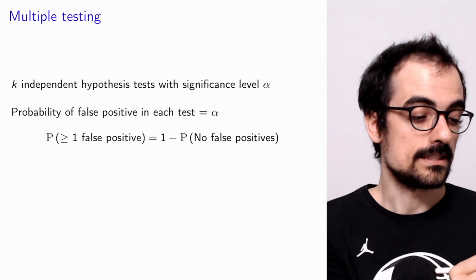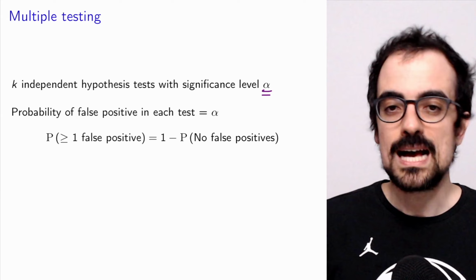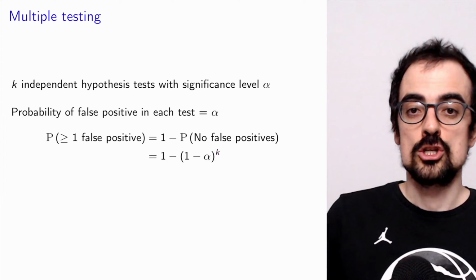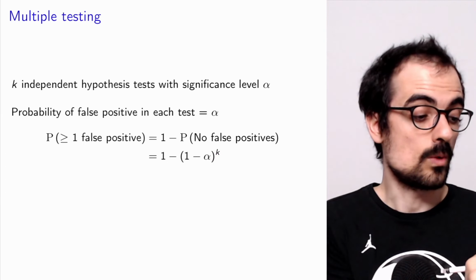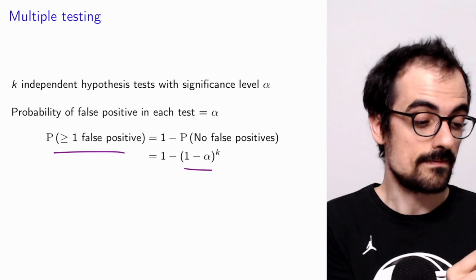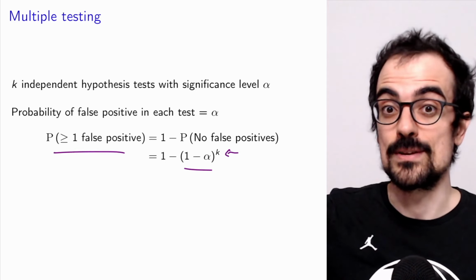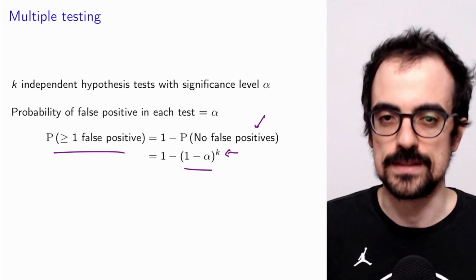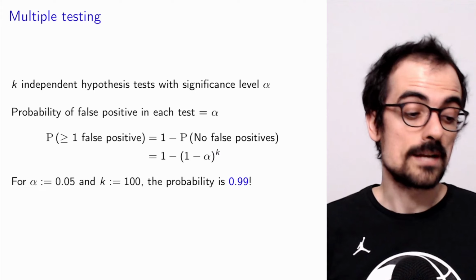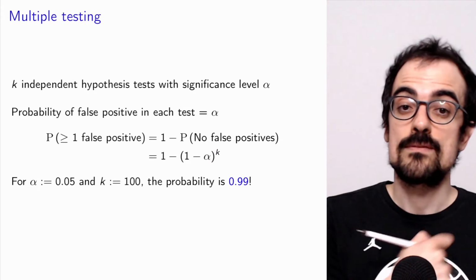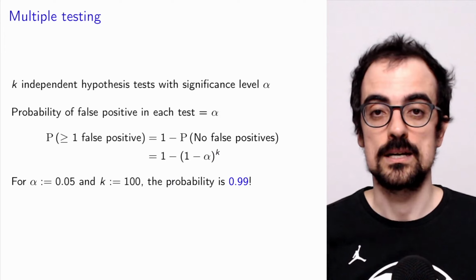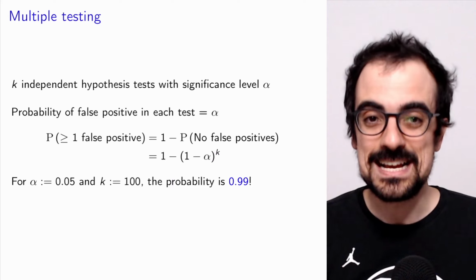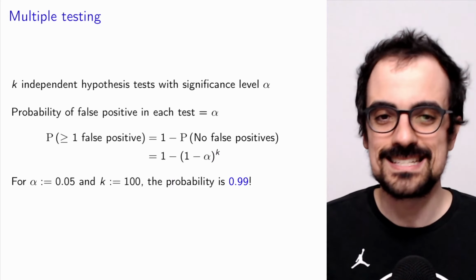If we have established the significance level of each of the tests to be alpha, then the probability of no false positives is 1 minus alpha. So the probability of at least one false positive is going to be 1 minus (1 minus alpha) to the power k, because we have k tests and they're independent. So we have to multiply the probabilities to get the probability of no false positives in any of them. This value, when alpha is equal to 5%, again, which is commonly said to be the significance level, and there are 100 tests, is 99%. So we're almost sure that we're going to get some false positive.